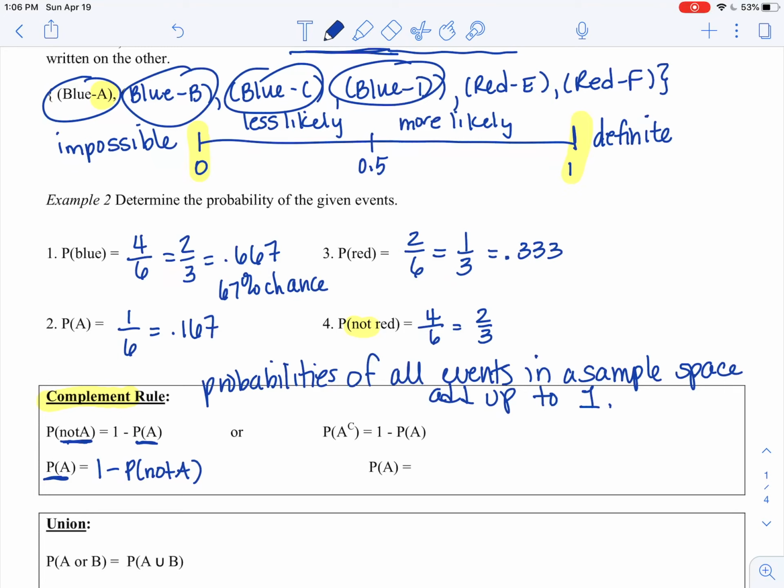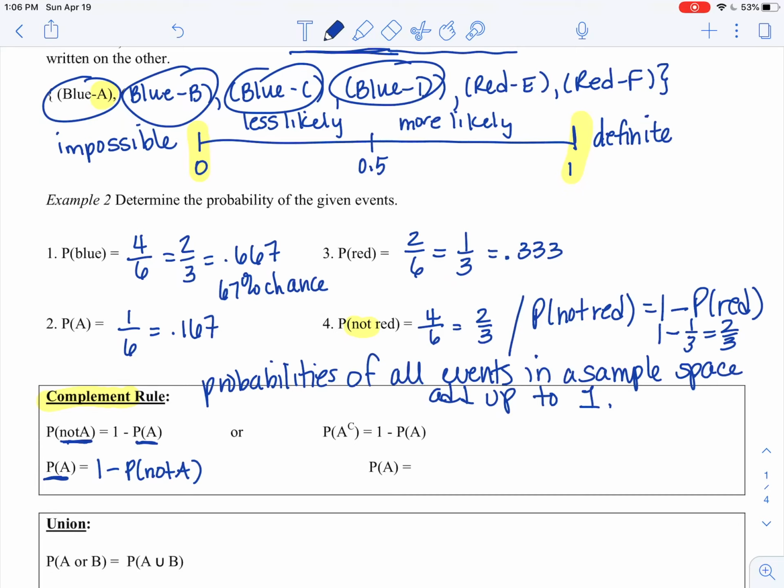So an alternative way you could have looked at number 4 is you could have said, if I want the probability of not getting a red, do 1 minus the chance of getting a red. 1 minus the chance of getting red was 1/3, and you can see you end up getting the same probability either way. Okay, so I'm not saying you have to use the complement rule, but it might be helpful in some situations.